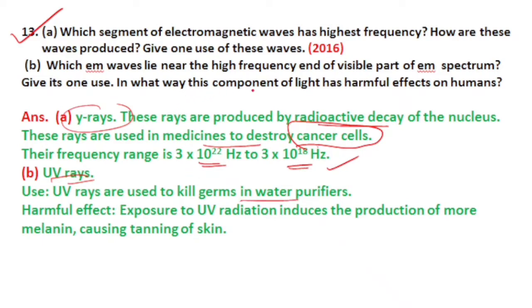In what way does this component of light have harmful effects on humans? What is the harmful effect of these ultraviolet rays? Exposure to ultraviolet radiation induces the production of more melanin, causing tanning of skin. This is the one harmful effect of ultraviolet rays, right?